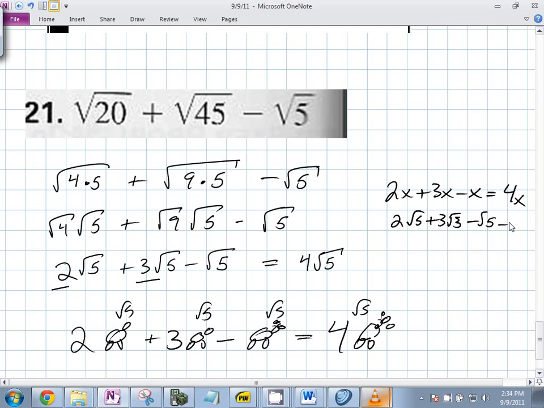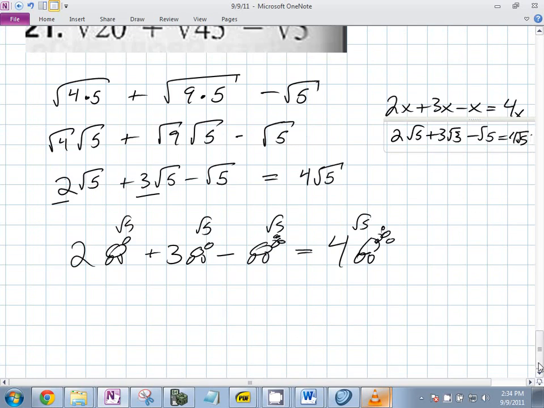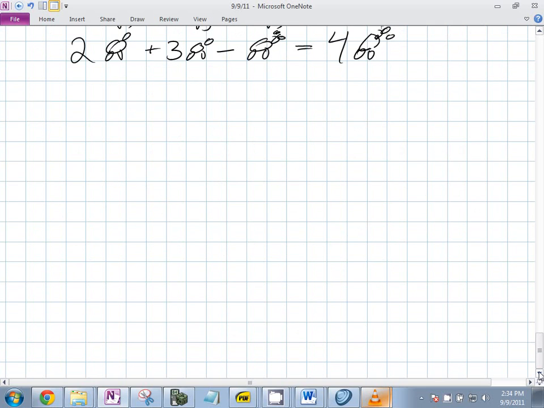4 root 5. Yes. What if one of them is root 4? How would you do it? If it's a different root, like root 7, for example, you can't. They have to stay separate. In this case, are they setting you up to have the same ones? Yes, they're specifically setting you up so these simplify nicely.